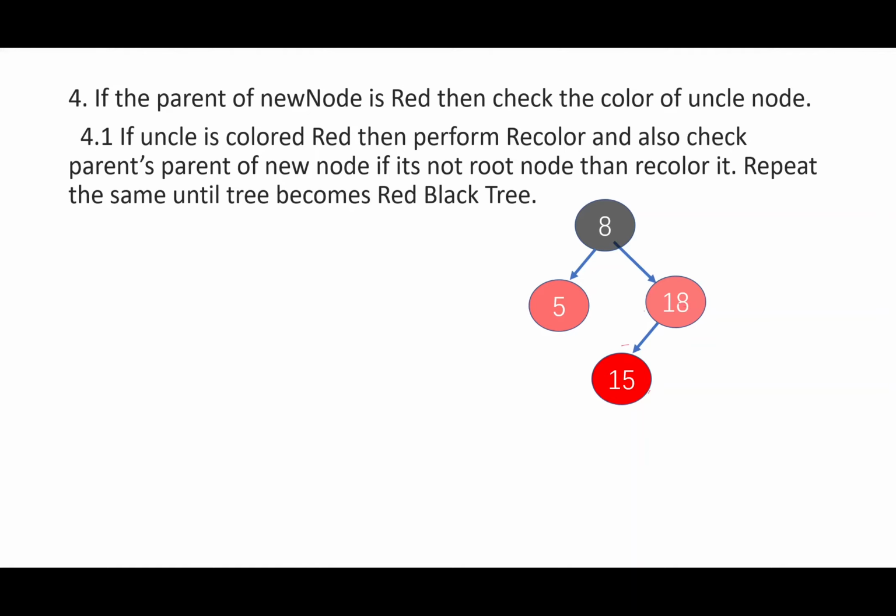For this case, its uncle, the sibling of its parent. The parent is 18. The sibling of 18 is the uncle of this node. The uncle is red. For this case, we will recolor its parent and uncle from red to black.